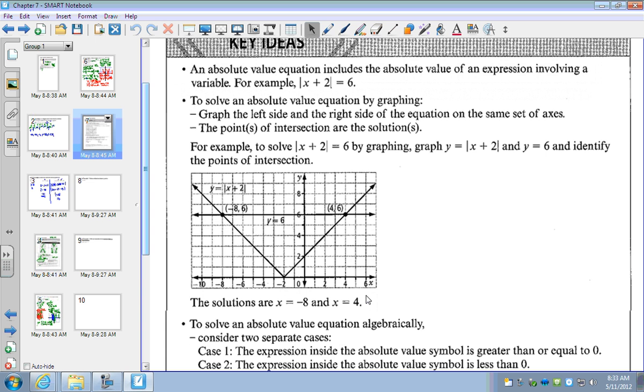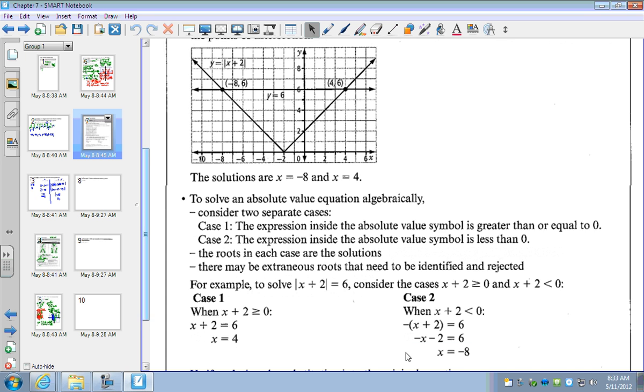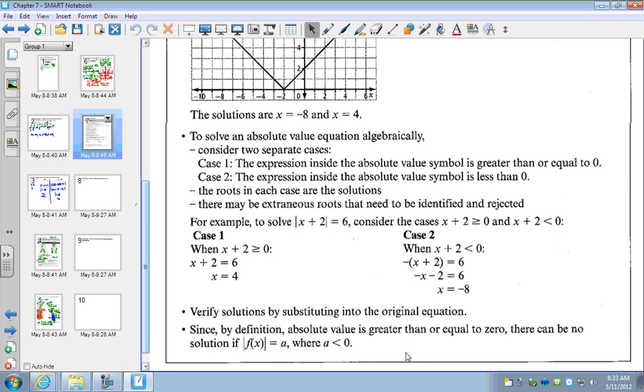Okay, so that's graphically, and graphically is pretty easy. Algebraically has a little twist to it. We consider two separate cases. We first of all say, well, inside those absolutes, it's greater than 0, so we take it as it is. That's case 1. Case 2, we take what's inside the absolute values and we put a negative on it, and we solve for that. The last thing we have to do is verify by putting back in.